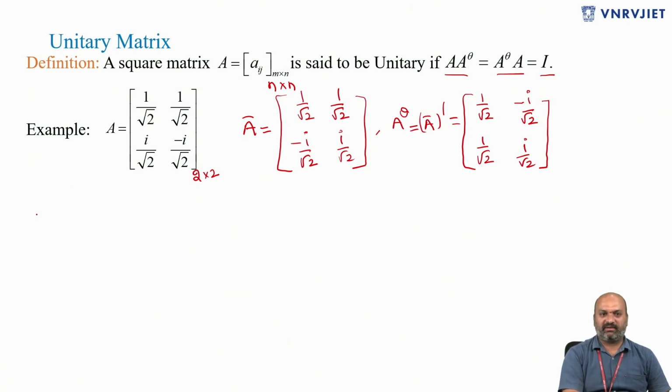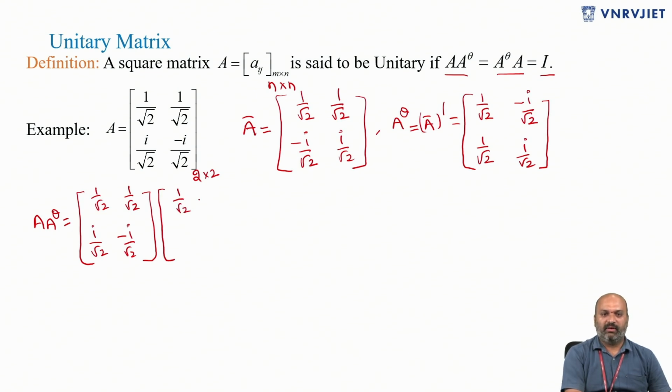Now let's consider the product A into A theta. What is the matrix A? It is 1 by root 2, 1 by root 2, I by root 2, minus I by root 2. And what is the matrix A theta? It is 1 by root 2, minus I by root 2, 1 by root 2, and I by root 2. Now multiplying these two matrices.